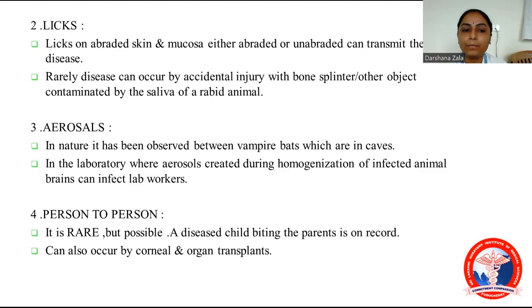The fourth one is person to person transmission, which is very rare, but it is possible. Reports suggest that a rabid infected child bit the parent and the parent had the rabies infection. So it is very rare, but it is possible, and it can also occur by corneal and organ transplant. So these are the four ways of transmission of rabies: licks, aerosol, person to person transmission, and the most common, animal bite.